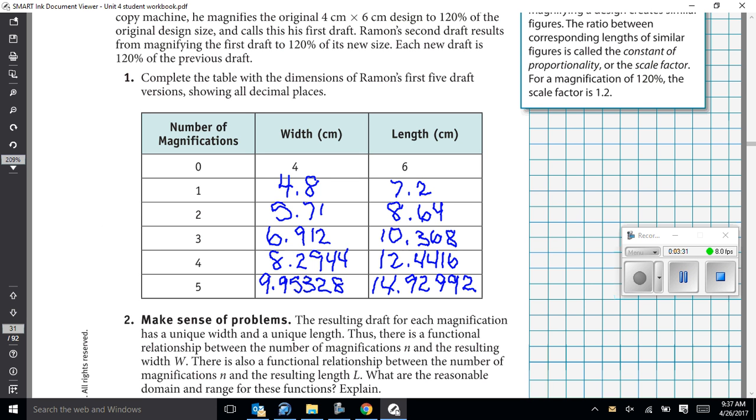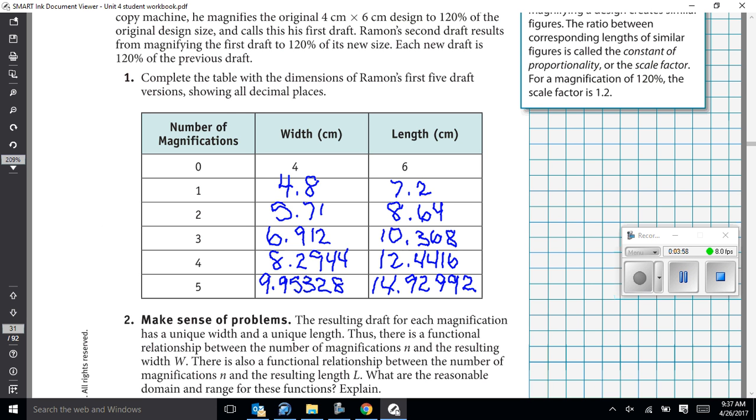Alright, so questions on how we got those numbers? Multiplied by 1.2. Why? Because it says that he magnified each draft by 120%. So we have a scale factor of 1.2. And so if you increase the width, since he's just putting it on the photocopier, it's saying increase by 120%.